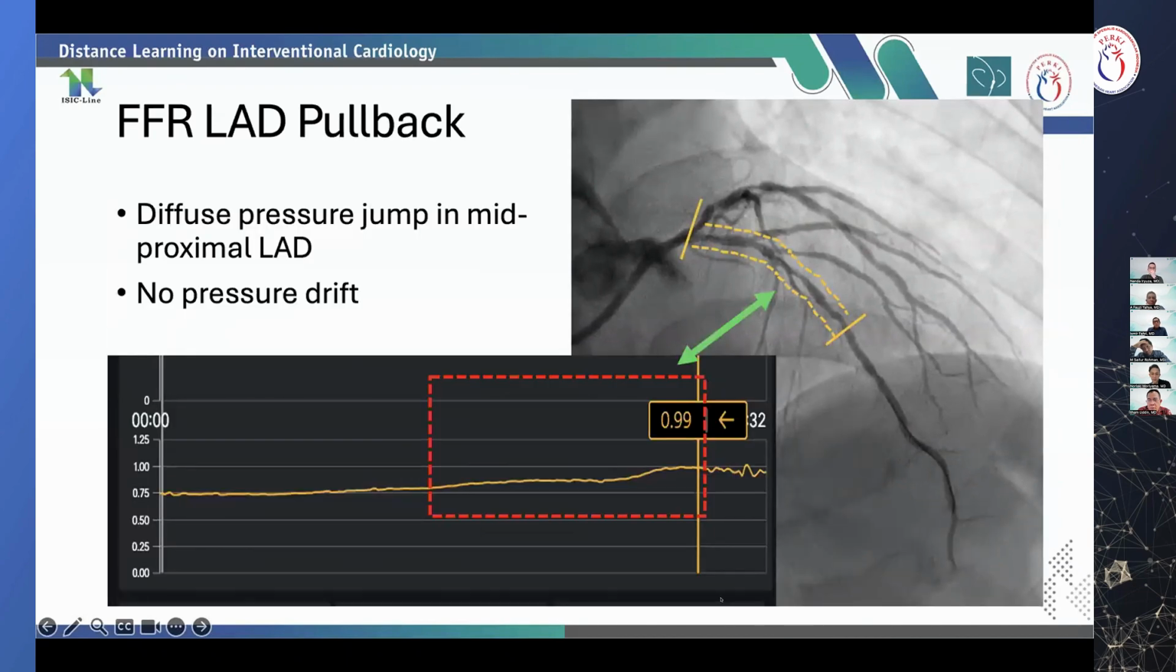And the FFR pullback here, we also did the FFR pullback to measure whether there is any significant focal or just focal disease, or this is a long diffuse disease throughout the left main to the LAD. And we observe a diffuse pressure drop from mid LAD all the way back to the left main. So it's clearly a diffuse disease in this kind of LAD.